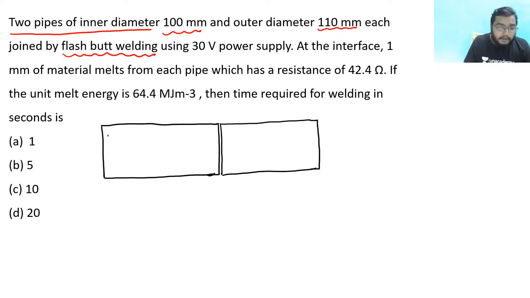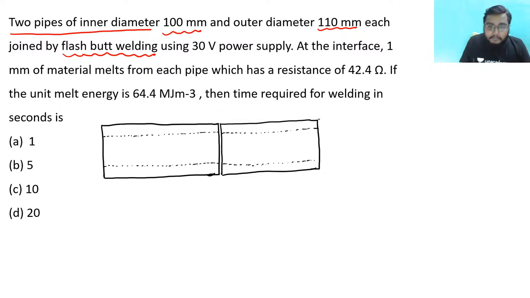Now one most important thing that has been given: this pipe is not a solid pipe. These pipes have an internal and an external diameter. So if I draw the cross section, I would get something like this.